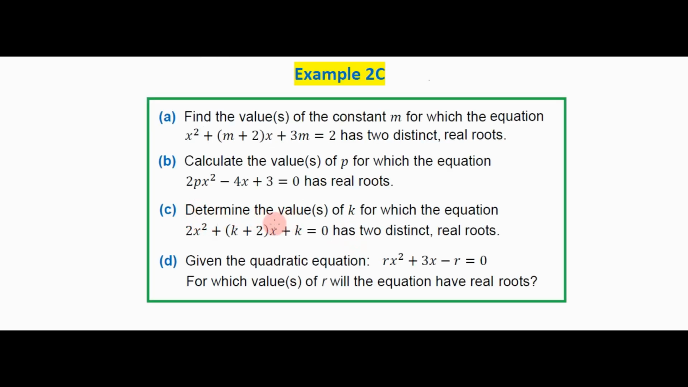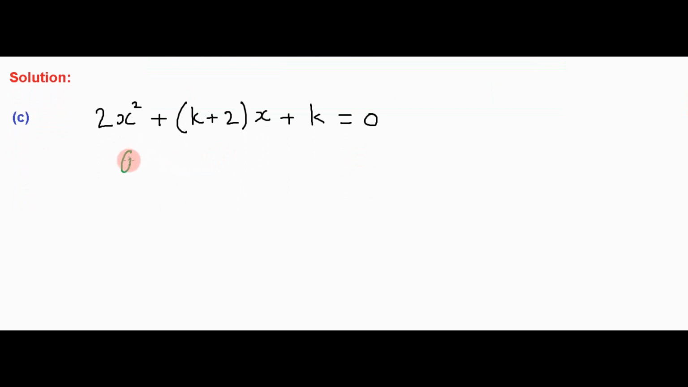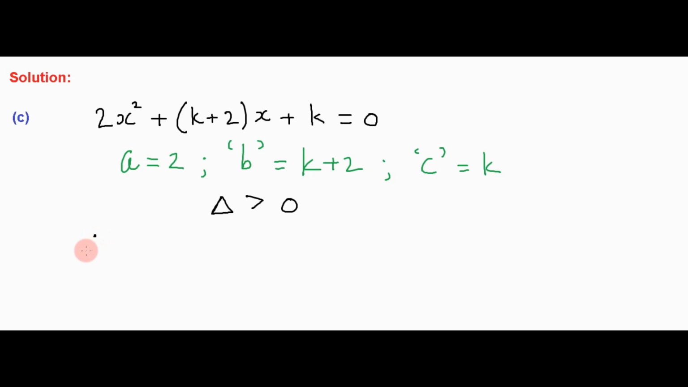Then coming to C, it says, determine the values of k for which the equation, so this equation, has two distinct real roots. So in addition to the roots having to be real, they also have to be distinct or unequal. So just like in A, we're going to use delta strictly greater than 0. Let's first write down A, B, and C. So A is equal to 2. B, the x coefficient, equals k plus 2. And C, the constant, equals k. And we said we're going to use delta strictly greater than 0. So b squared will be (k plus 2) squared, minus 4ac, and this is greater than 0.